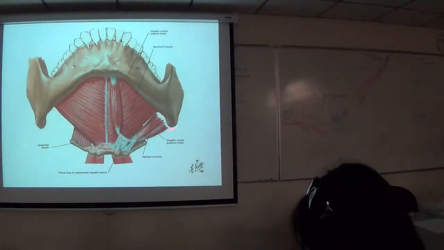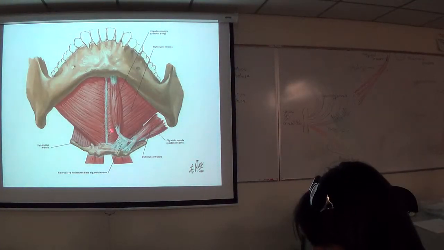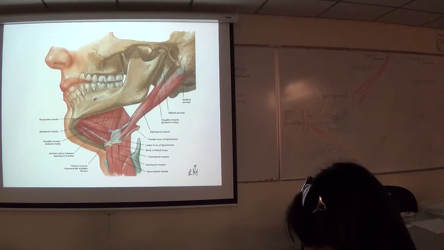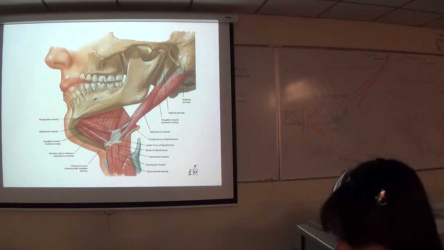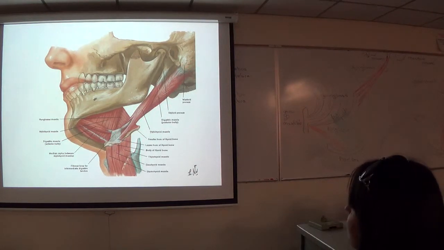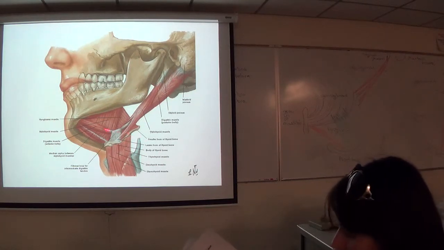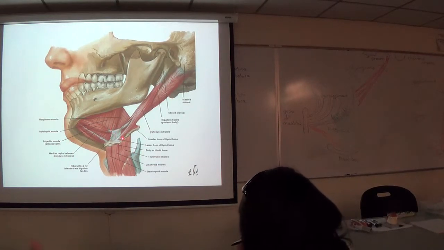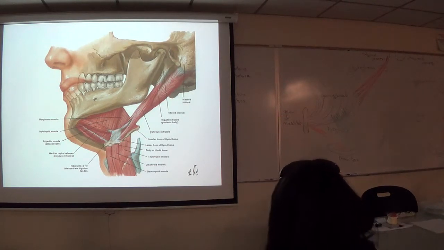So here's the posterior belly of the digastric, and right here is the anterior belly. If you look at this view, it's a little easier. So here's the mastoid process, and this comes down, passes through a little tendon like the superior oblique, but instead of a tendon continuing, we have the other muscle, which is the anterior belly. So both of them together can pull up the hyoid.